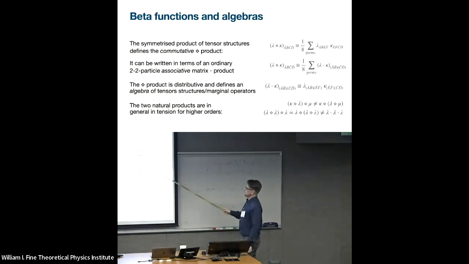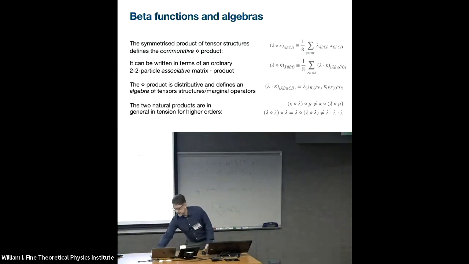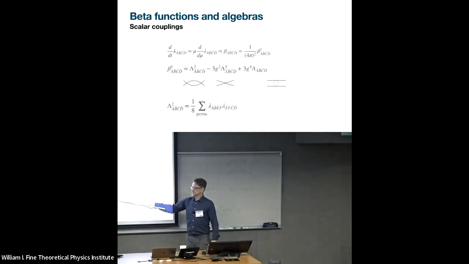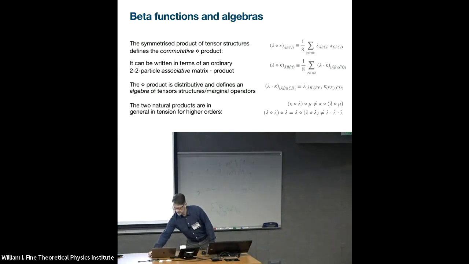So this sum we take to define a commutative product like this. It's just the definition. It can be written in terms of a more ordinary product, just a product of matrices in the two-particle space like this. But you still have to sum over all the permutations that of course came from the permutations of all these diagrams.